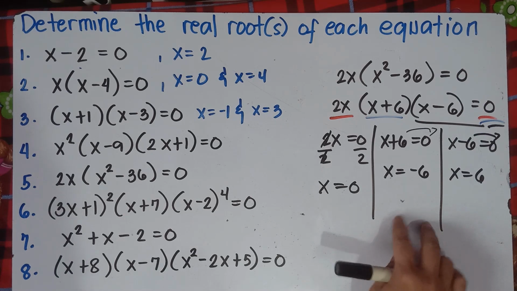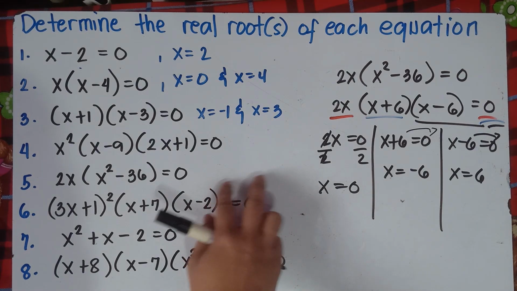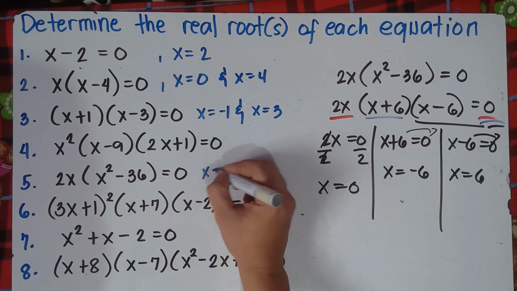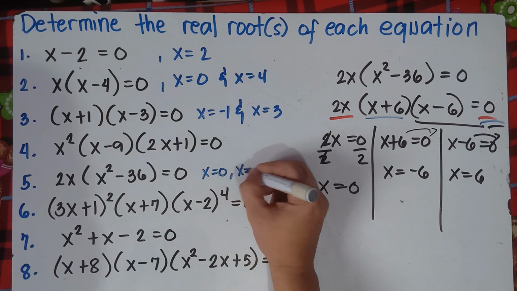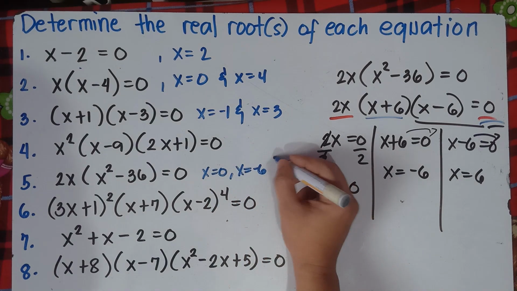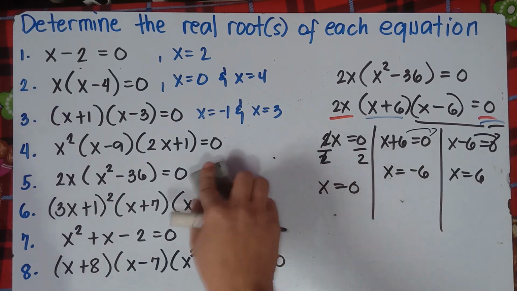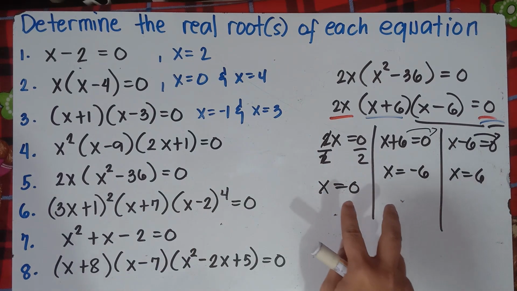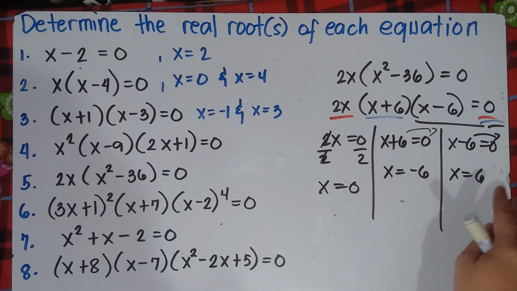I will just not put the answer here, class, because we don't have enough space. I think we have enough space. Okay, let me just write the answer here. x equals 0, and x equals negative 6. Okay, we don't have enough space, class, because we need to make solutions. So I will just not write the answer. Just remember the answer, class, for number 5. x equals 0, x equals negative 6, and x equals positive 6.